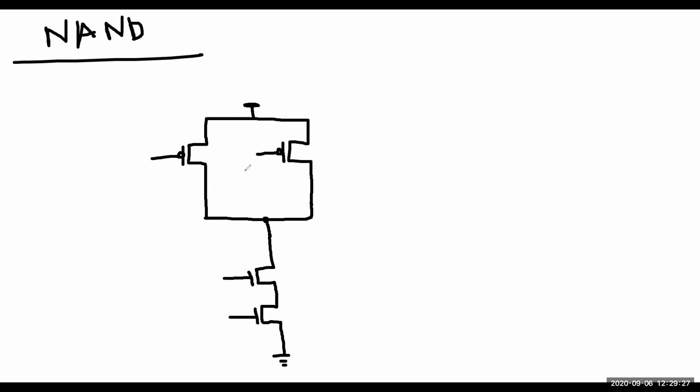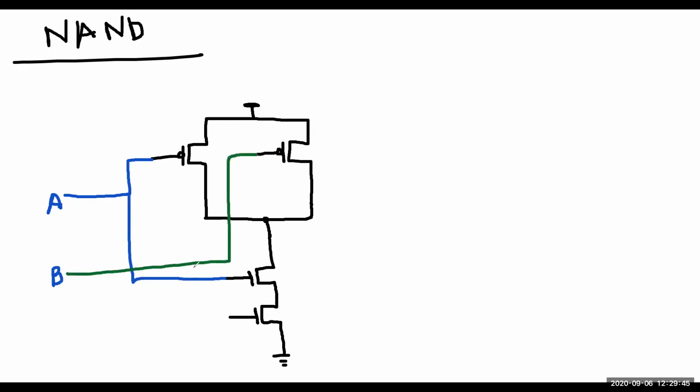I'm going to use a different color. So let's say you have two inputs, A and B. A is connected here and also connected here, right? Okay, let's use a different color. Let's say B is connected here and here, right? We can do this sort of design.